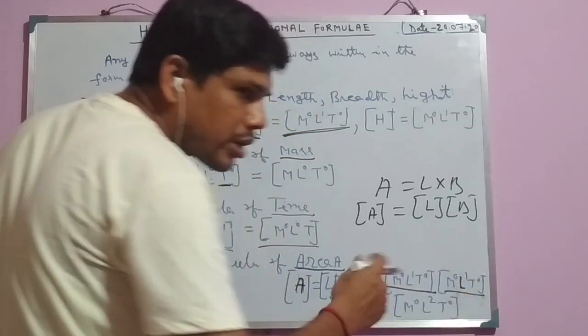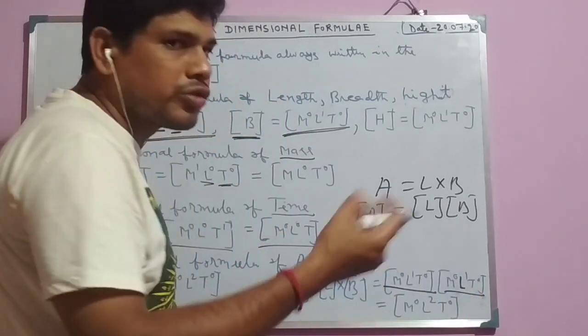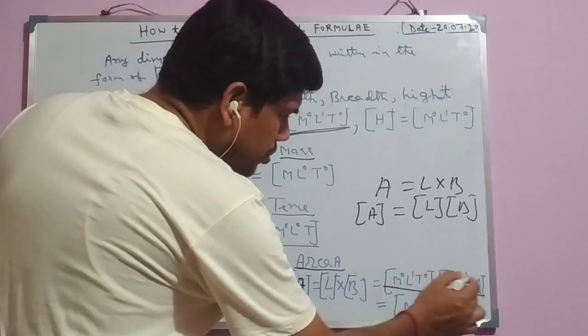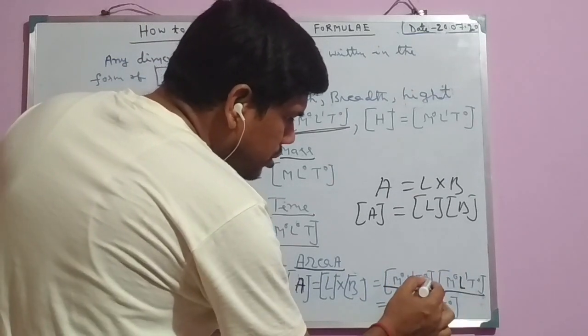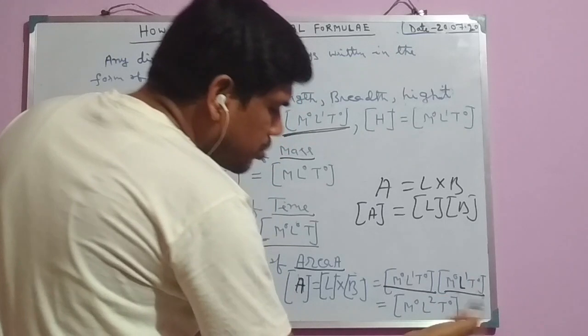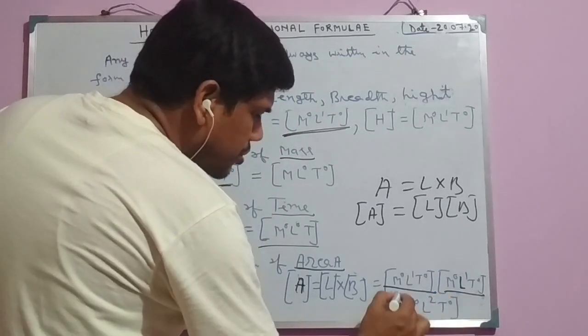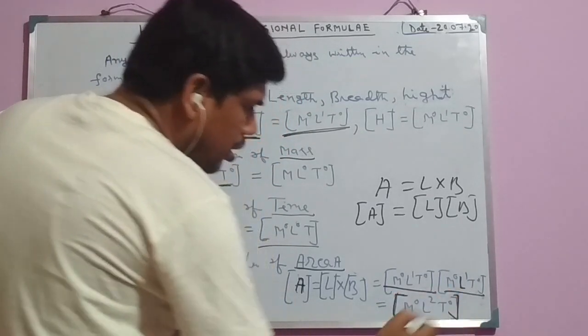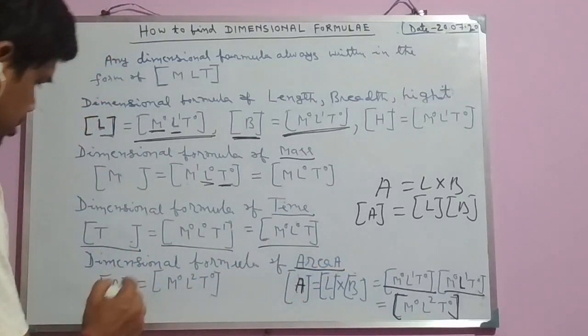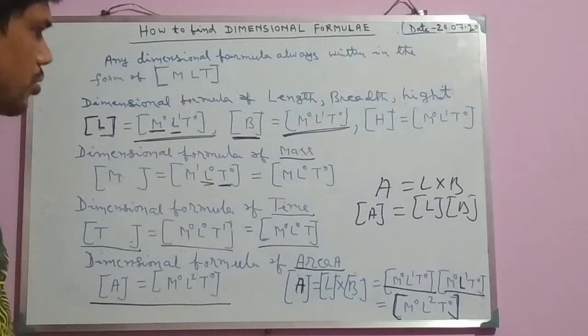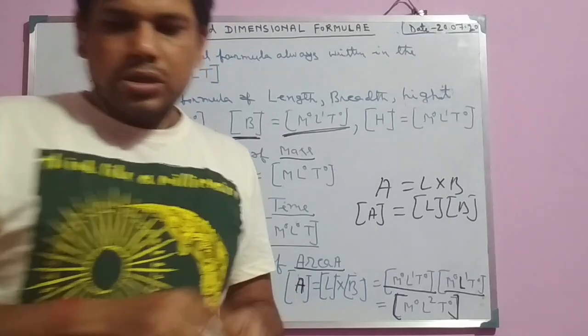We are adding all the powers related to the same terms. L to the power 1 plus 1, L to the power 2. T to the power 0 plus 0, T to the power 0. So this is the dimensional formula of area. How to find it? Already discussed. So this is the dimensional formula of area. Okay. Just go through this.